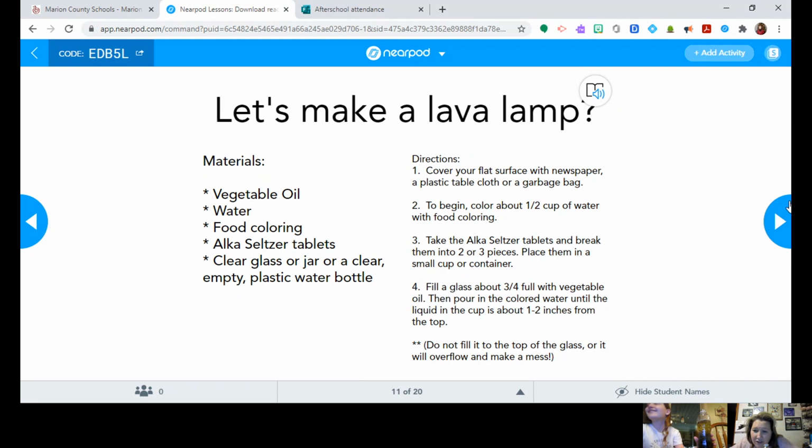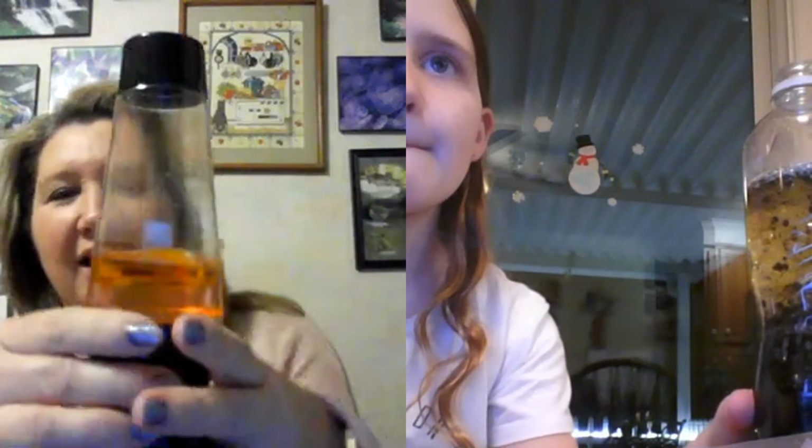Now, you have just made your own little lava lamp. The only thing is you don't have a light underneath it. That's the only difference. So right here, this lava lamp I bought for $9.99. The only thing that's different between what you did and what I did is this one has a light at the bottom. That's it. That's the only difference.